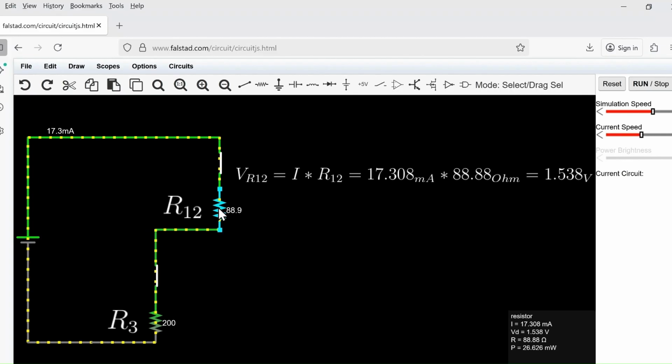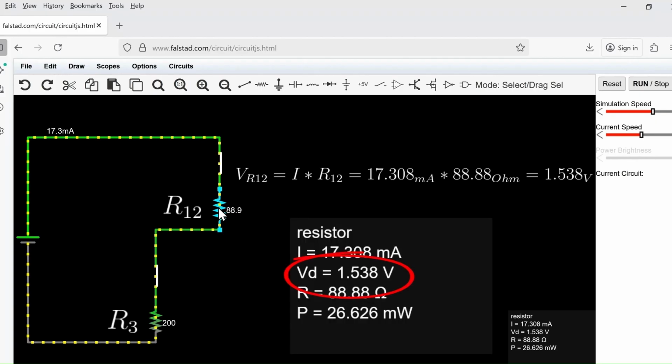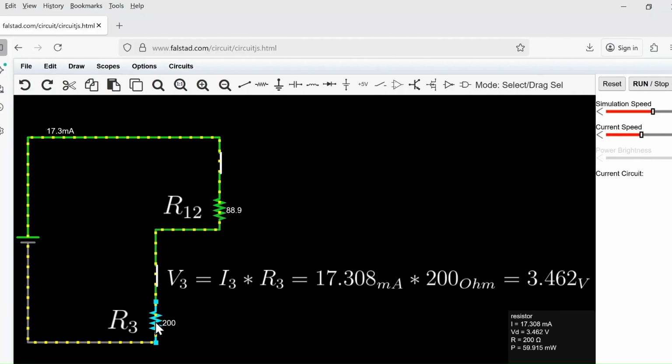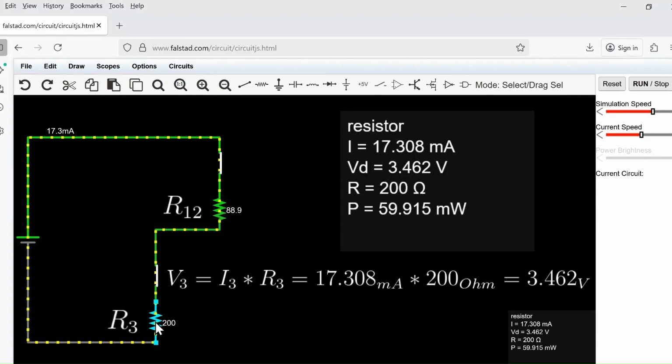Voltage across R12. V12 equals I times R12, which is 0.017308 amps times 88.88 ohms, approximately 1.538 volts. Voltage across R3. V3 equals I3 times R3, which is 0.017308 amps times 200 ohms, approximately 3.462 volts.